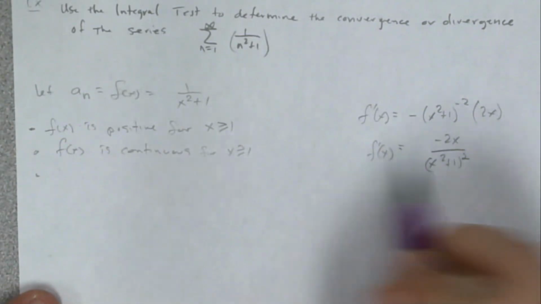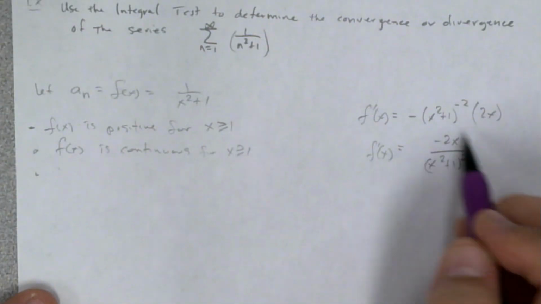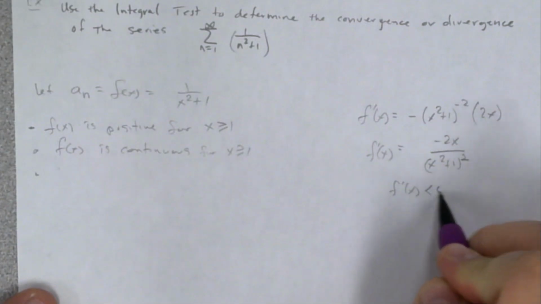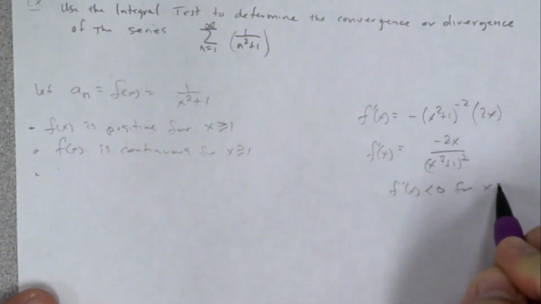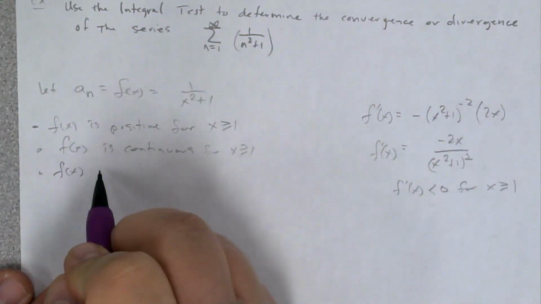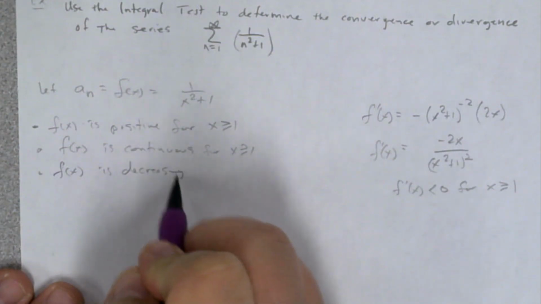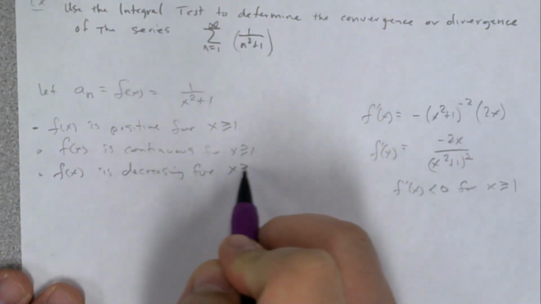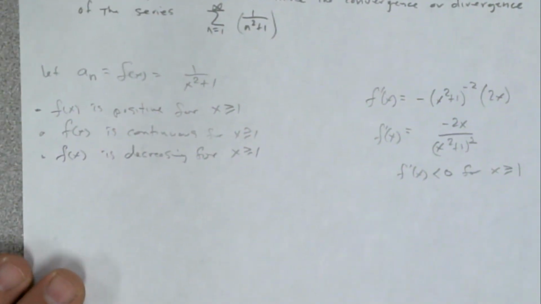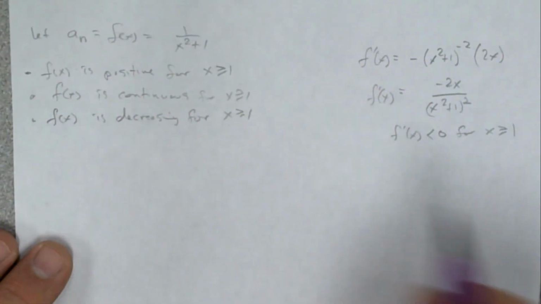And so when x is bigger than 1, the bottom will always be positive and the top will always be negative. So I can see that f prime of x is less than 0 for x greater than or equal to 1. So then that's the third criteria. F of x is decreasing for x greater than or equal to 1. So the three criteria have been met, and now we are ready to go. Now, a couple things here.